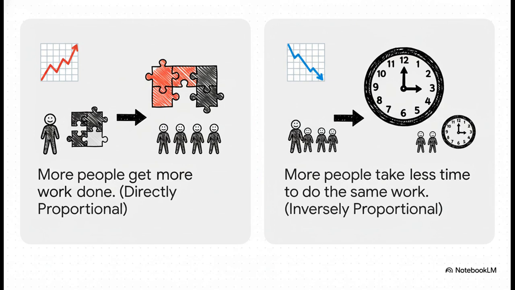You add more people, what happens? You get more stuff done in the same amount of time. Makes sense, right? That's what we call directly proportional. Now, on the flip side, you add more people to the same task, the time it takes just drops. That's inversely proportional. See? Simple.